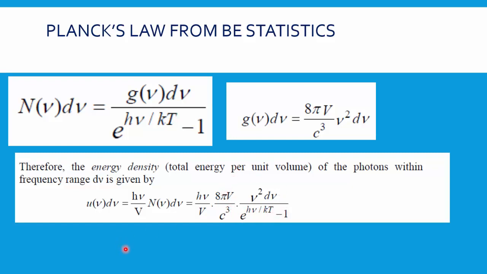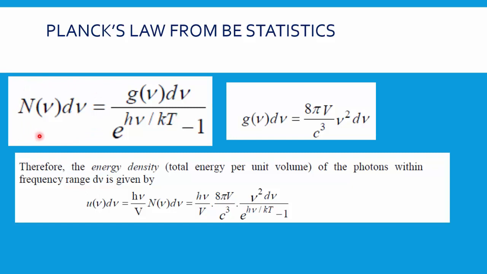Now in the next step, since Planck's law is expressed as energy density, I'm going to transform this expression after substituting the value of g, the quantum state, into this equation. I'm going to change this number of photons in terms of energy density.